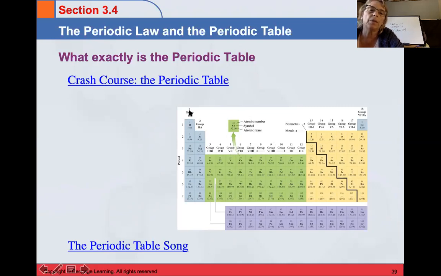So when I talk about group 1A, 2A, 3A, 4A, 5A, 6A, 7A, 8A, I'm talking about these Roman numerals, not the Arabic numbers at the top.